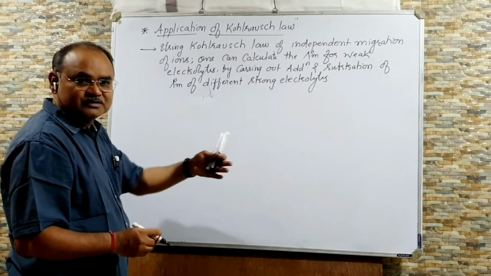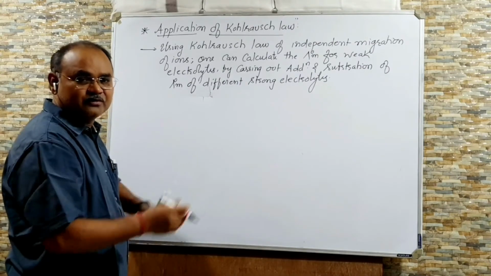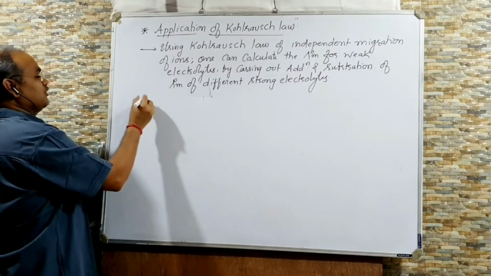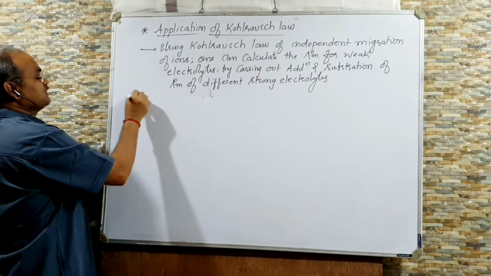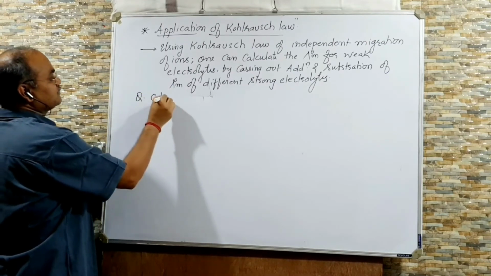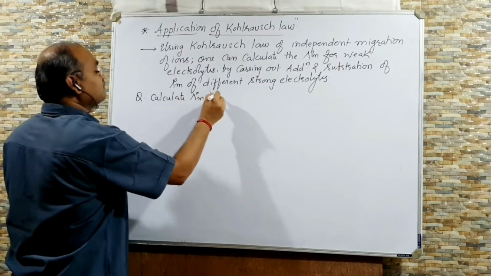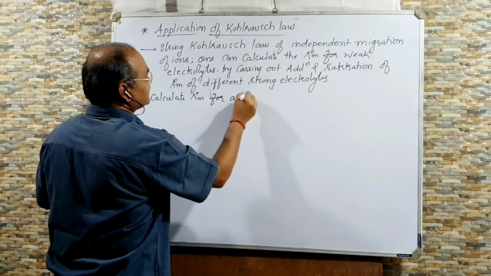But in the exam, for confusion, instead of giving 3 or 4, they may give you 5 to 10, just for the confusion, right? Right now I am calculating the application. Question is, calculate lambda 0 m for acetic acid.